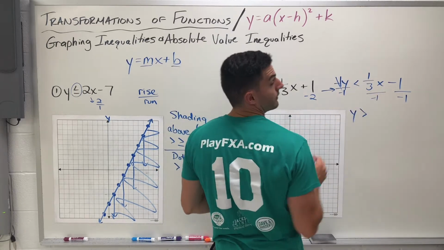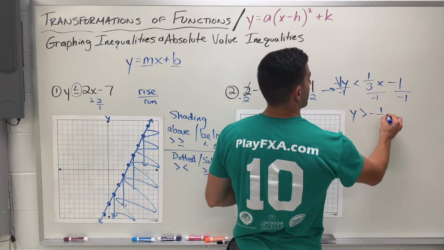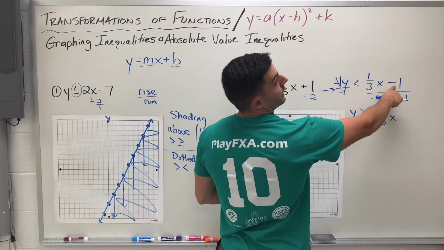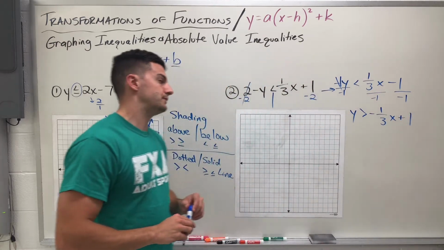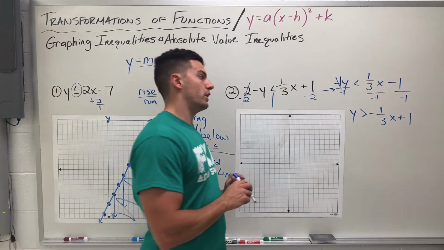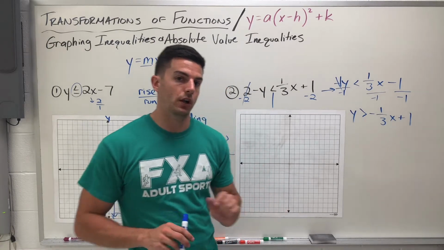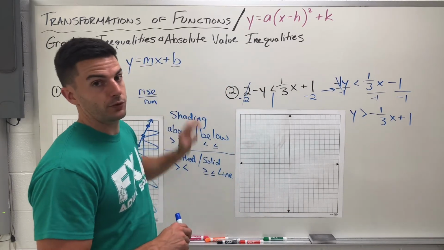So this was positive 1/3. Now it's negative 1/3 x. And this was negative 1 divided by a negative 1, so that's going to turn it into a plus 1. So y is greater than negative 1/3 x plus 1. That is my inequality now. And it's in the slope-intercept form, so I can graph it.